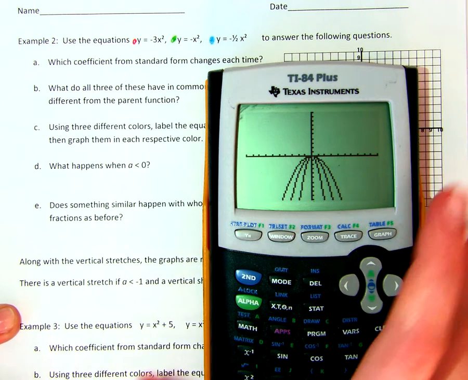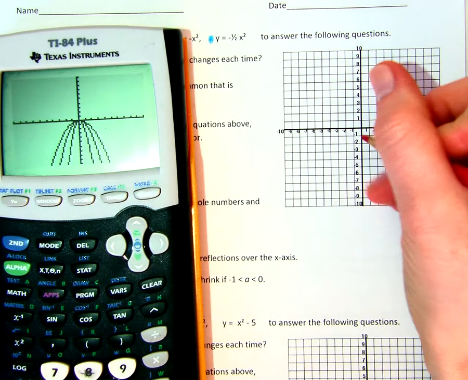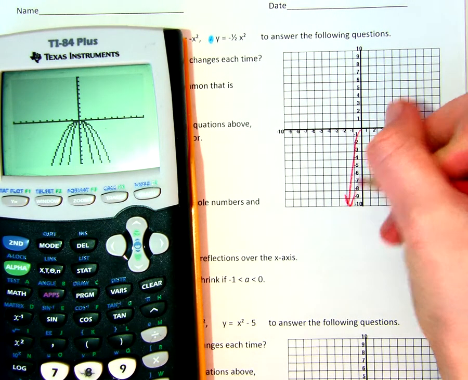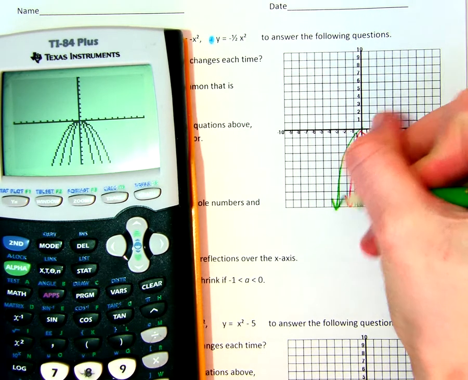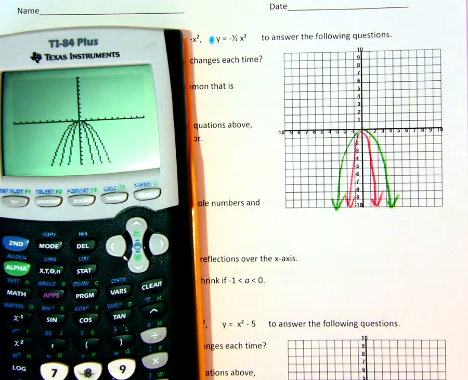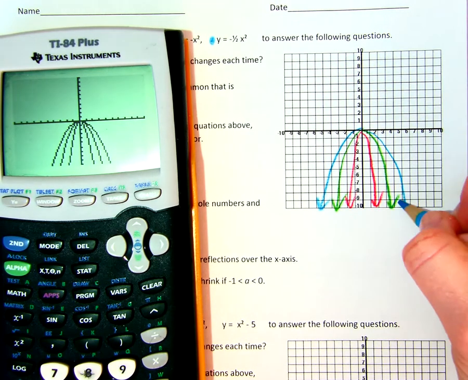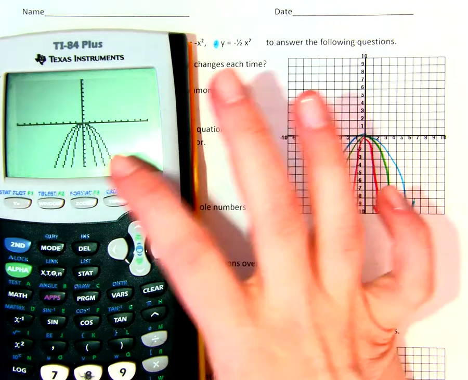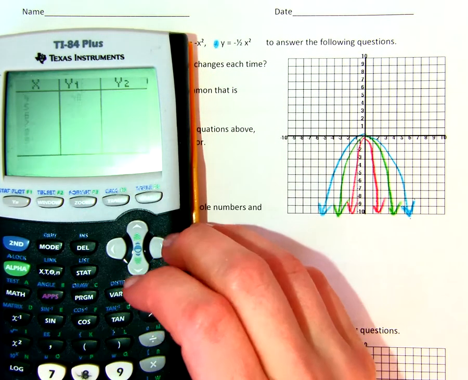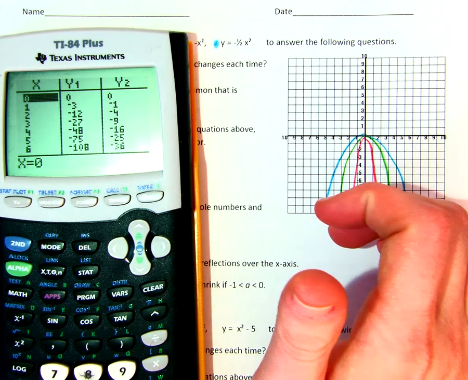So let's trace these onto our paper. And again, I'm not going to be too precise for right now. I just want a really simple trace. Mostly I'm curious about the order and what's happening. I could be very precise if I wanted to by going to the table, as we've talked about before. This will tell me exact numbers that I could have graphed.